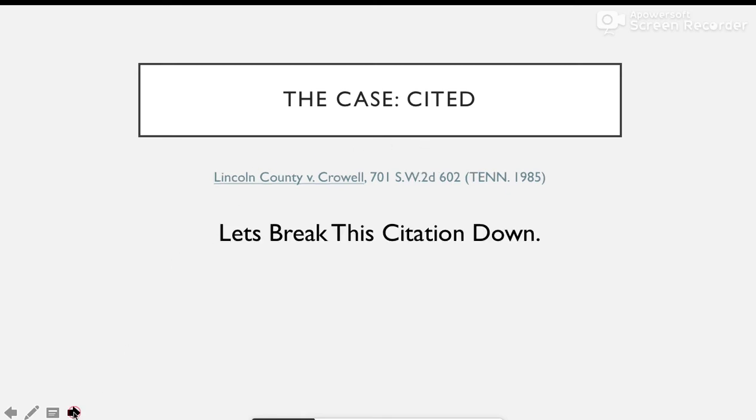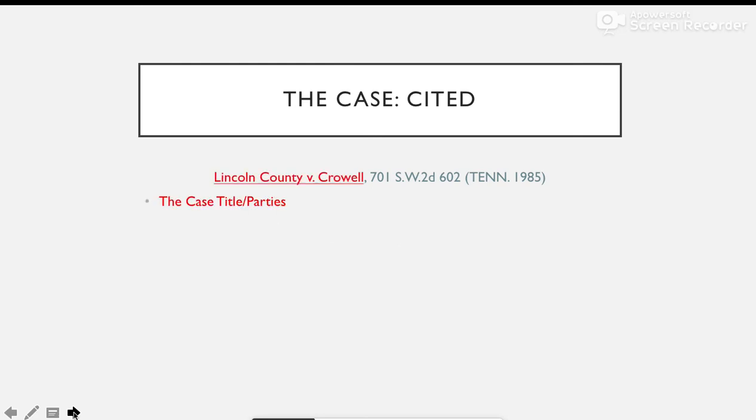So let's break down the elements of this citation. First we have the parties, or the case title. That's what's underlined here in red. And then we see that it was recorded in the Southwestern Reporter, second edition of those reporters. That's what this means. It's in volume 701. That's the actual physical book that it's located in, number 701, and it begins on page 602 of that volume.